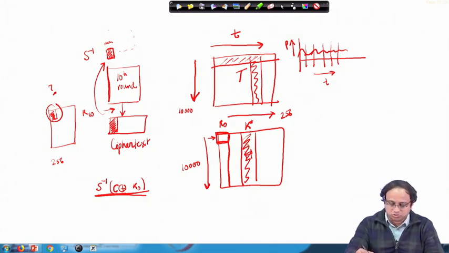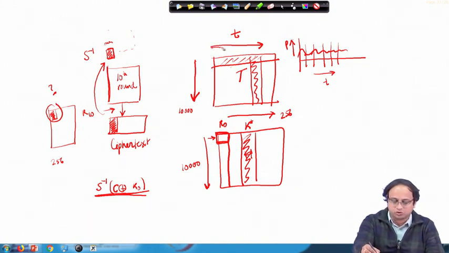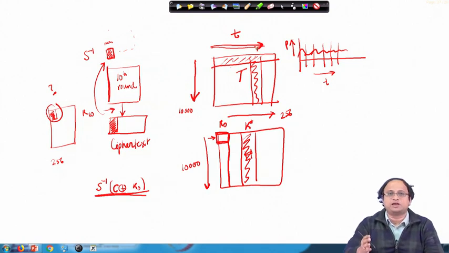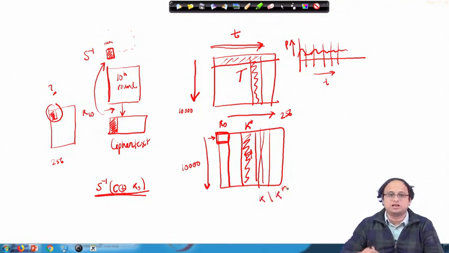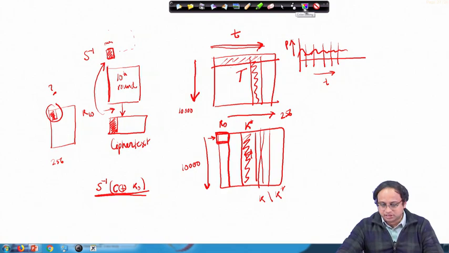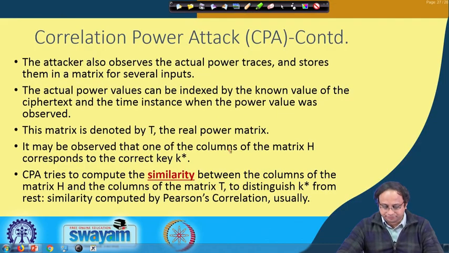That means this should correlate to either this time instant or this time. For example, in the simulated power trace there are 12 time instances. At some point there should be a correlation. Whereas for the wrong key, that means any other key which is not k star, I will never get that correlation. And therefore I can distinguish the correct key from the wrong key. So this is the broad philosophy of correlation power attacks, and now let us see how we can understand it better.